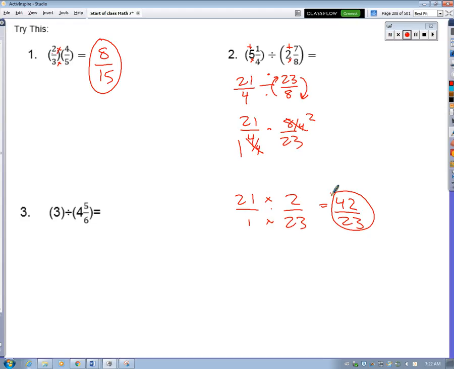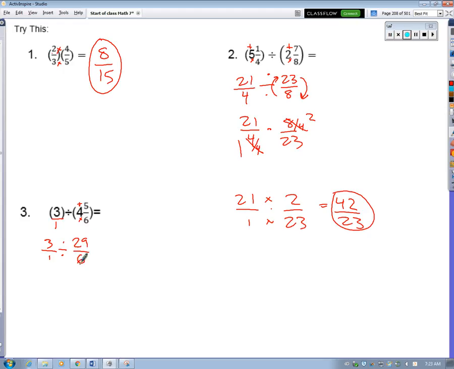All right, last one. We've got a whole number in there. So we've got 3. Let's turn that into a fraction by dividing 3 by 1. Now we've got 4 and 5/6. Let's turn that into an improper fraction. So 4 times 6 equals 24. Plus 5 equals 29. So our new equation looks like this. 3 over 1 divided by 29 over 6.